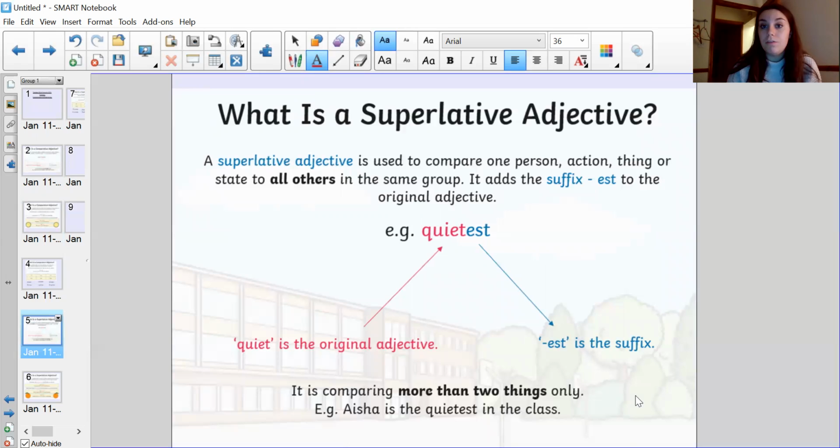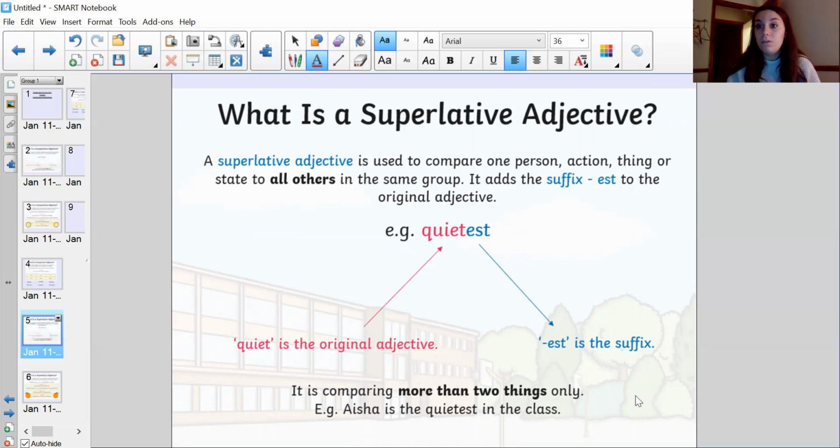Now let's move on to superlative adjectives. A superlative adjective is used to compare one person, action, thing, or state, so the same as comparative, to all others in that group. It adds the suffix -est to the original adjective. So quiet is the original adjective. The class was quiet. -est means that the class is the quietest in the whole school. So in the whole group of them, that class is the quietest.